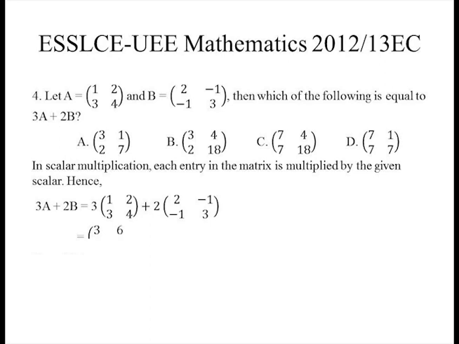3 times 2 is 6. 3 times 3 is 9. 3 times 4 is 12. Plus 2 times 2 is 4. 2 times negative 2 is negative 2. 2 times negative 1 is negative 2. 2 times negative 1 is negative 2. 2 times 3 is 6.